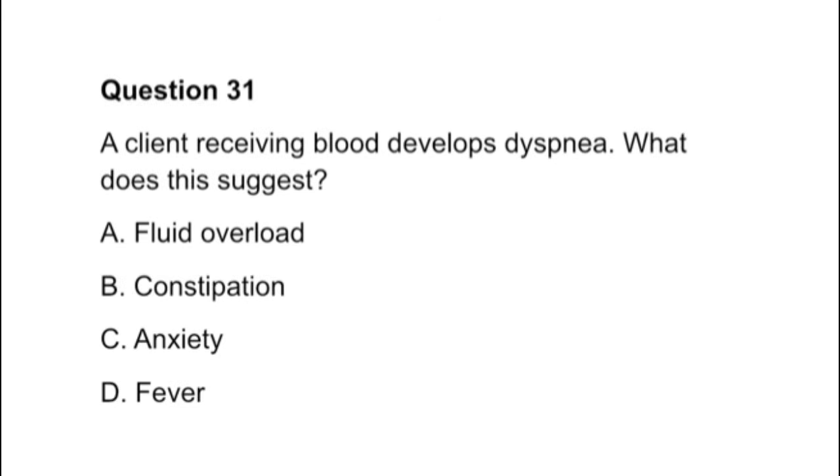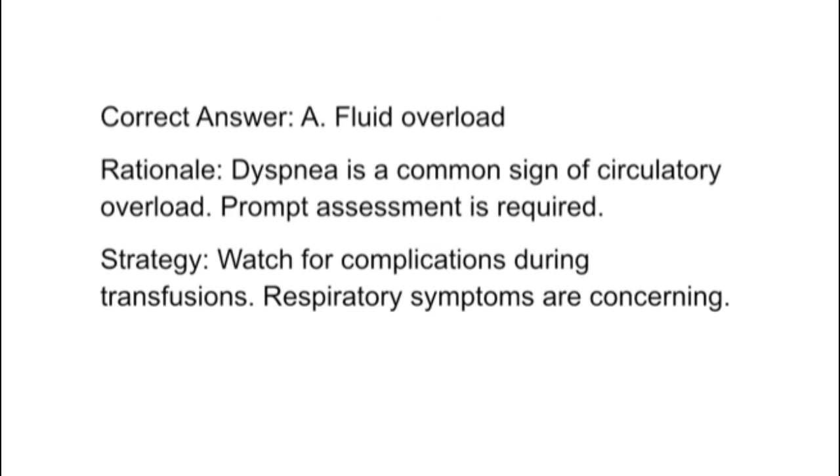Question 31. A client receiving blood develops dyspnea. What does this suggest? A. Fluid overload. B. Constipation. C. Anxiety. D. Fever. Correct answer: A. Fluid overload. Rationale: dyspnea is a common sign of circulatory overload.